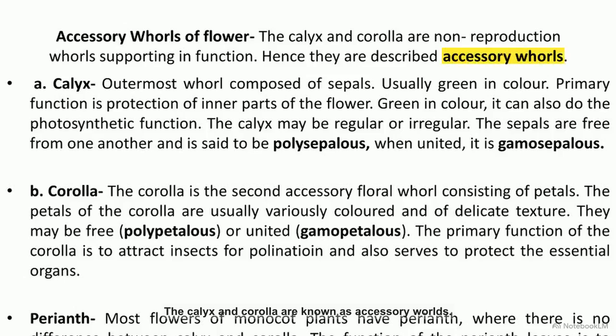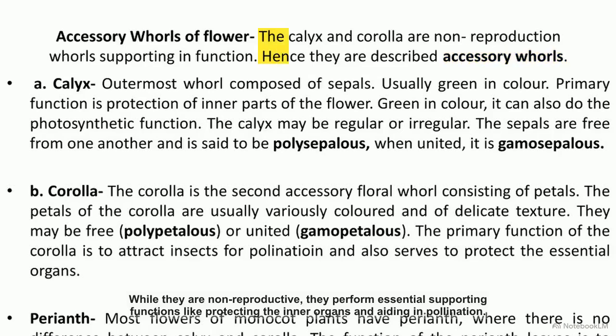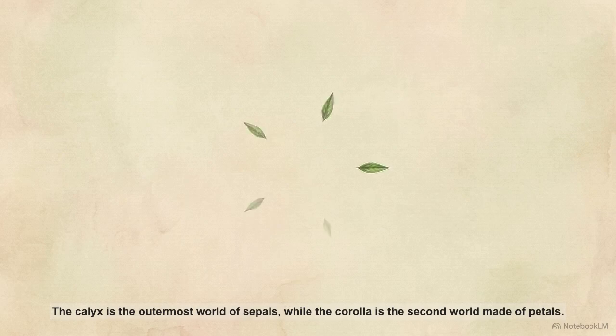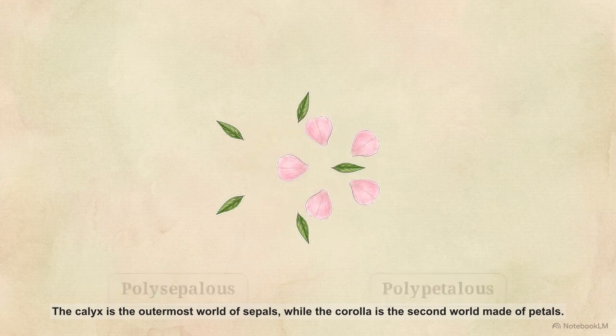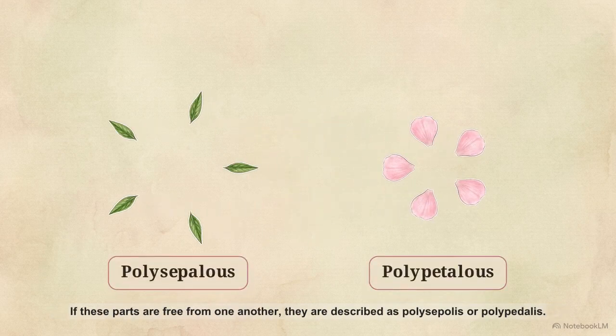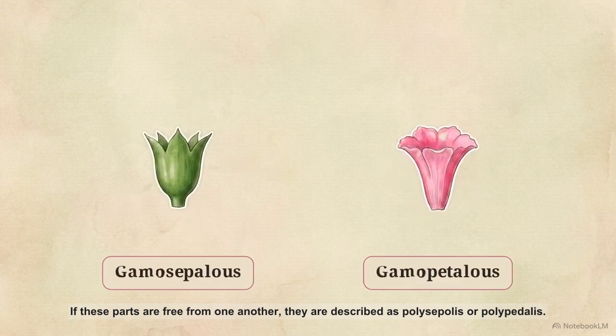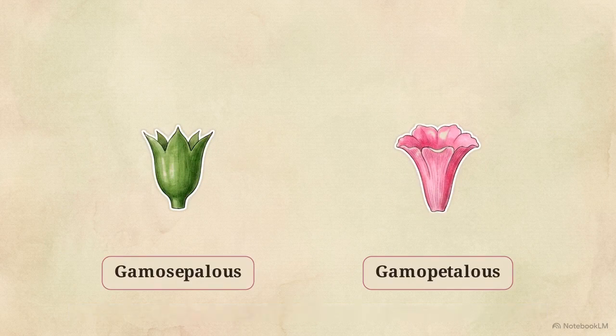The calyx and corolla are known as accessory whorls. While they are non-reproductive, they perform essential supporting functions like protecting the inner organs and aiding in pollination. The calyx is the outermost whorl of sepals, while the corolla is the second whorl made of petals. If these parts are free from one another, they are described as polysepalous or polypetalous. If they are united, they are gamosepalous or gamopetalous.